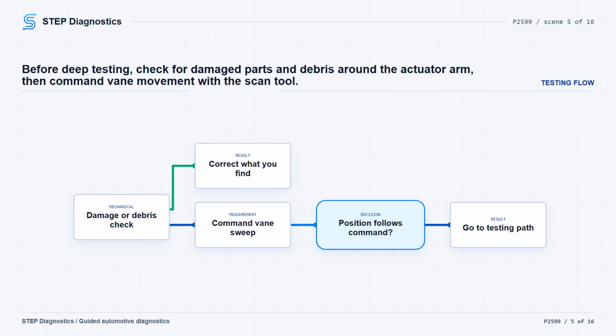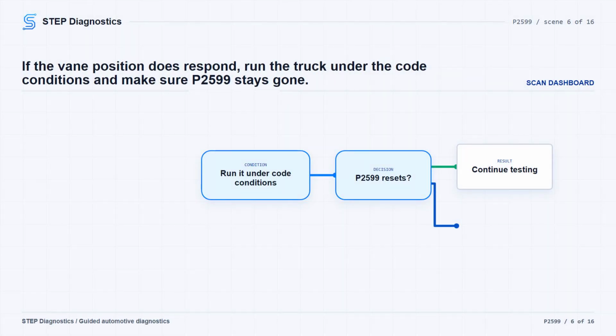If nothing obvious is found, use the scan tool to command turbocharger vane position from 20 to 90% and watch the turbocharger vane position parameter. It should increase and decrease with the command. If the parameter does not increase and decrease, go into the circuit and mechanical testing. If it does respond, reproduce the operating conditions for the code or reproduce the captured conditions and verify that P2599 does not reset. If it resets during that verification, continue into the testing path. If it does not reset, that part of the check passes.